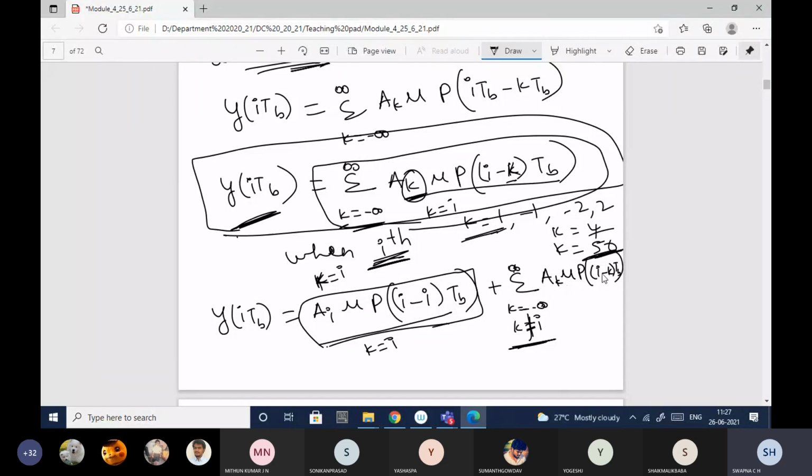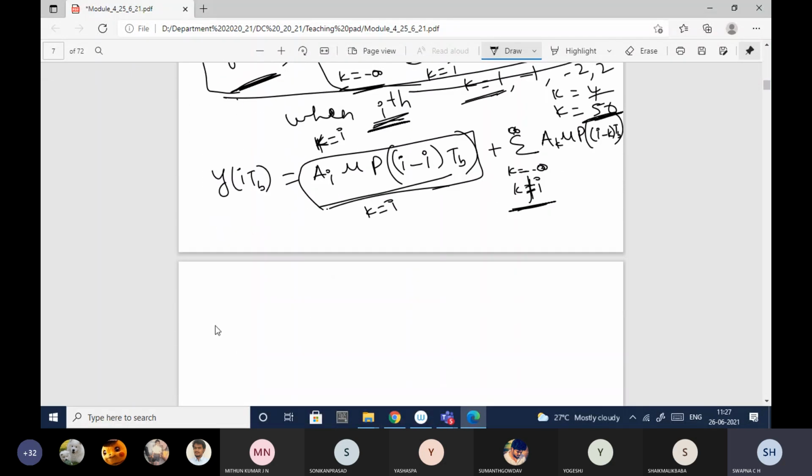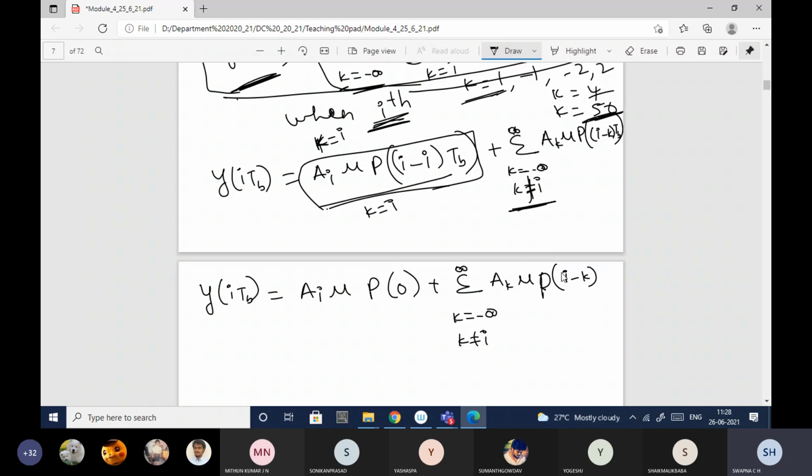Ak mu p, the same equation I've represented again. So let me just rewrite this again. Y of ITB is equal to ai into mu p of I minus I, it is 0 into TB, it is 0 only. So p of 0, plus I'll have summation k is equal to minus infinity to plus infinity, and k not equal to I because I have already considered k is equal to I, into ak mu times of p I minus k into TB.